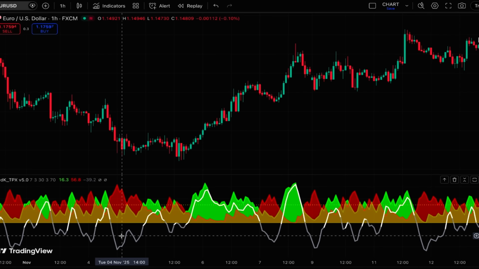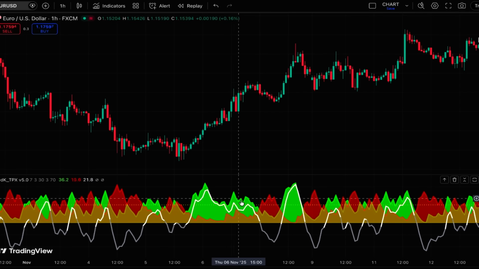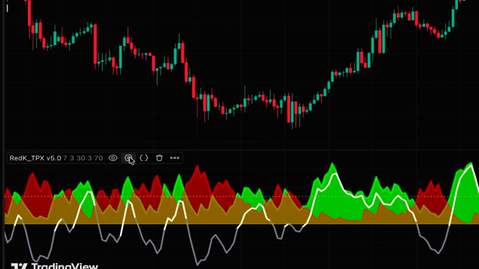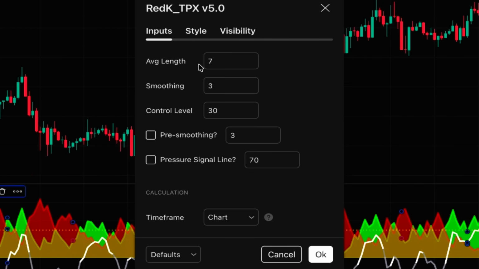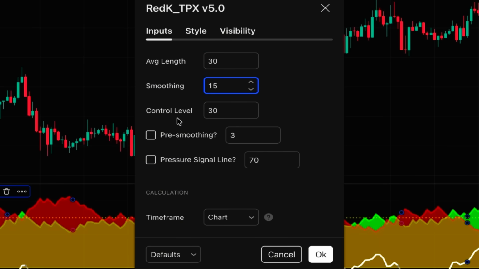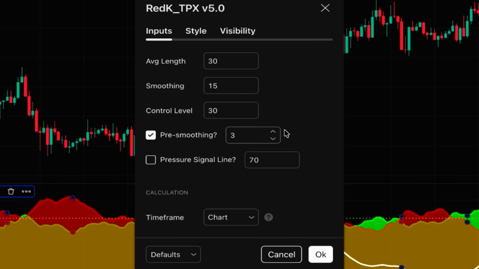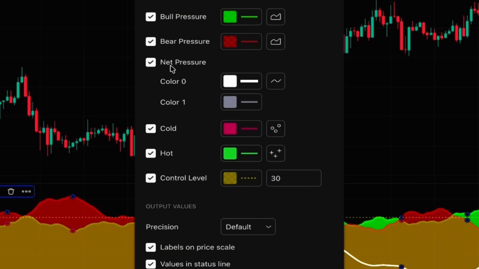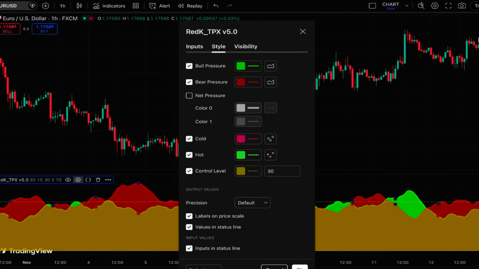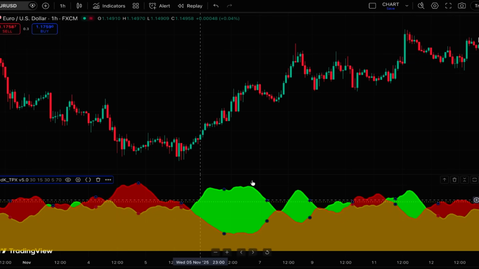Alright, now I want to teach you a trading strategy based on this indicator. We need to change the settings so the indicator will be optimized for our trading strategy. Here we go to the settings of the indicator, and here for the average length we set it at 30, and then here for smoothing we set it at 15. Here for control level 30 is okay, and here we turn on pre-smoothing and we set it at 5. And finally, we go to the style tab and we remove the net pressure line because we don't need it. Alright, we're done with the settings of this indicator.